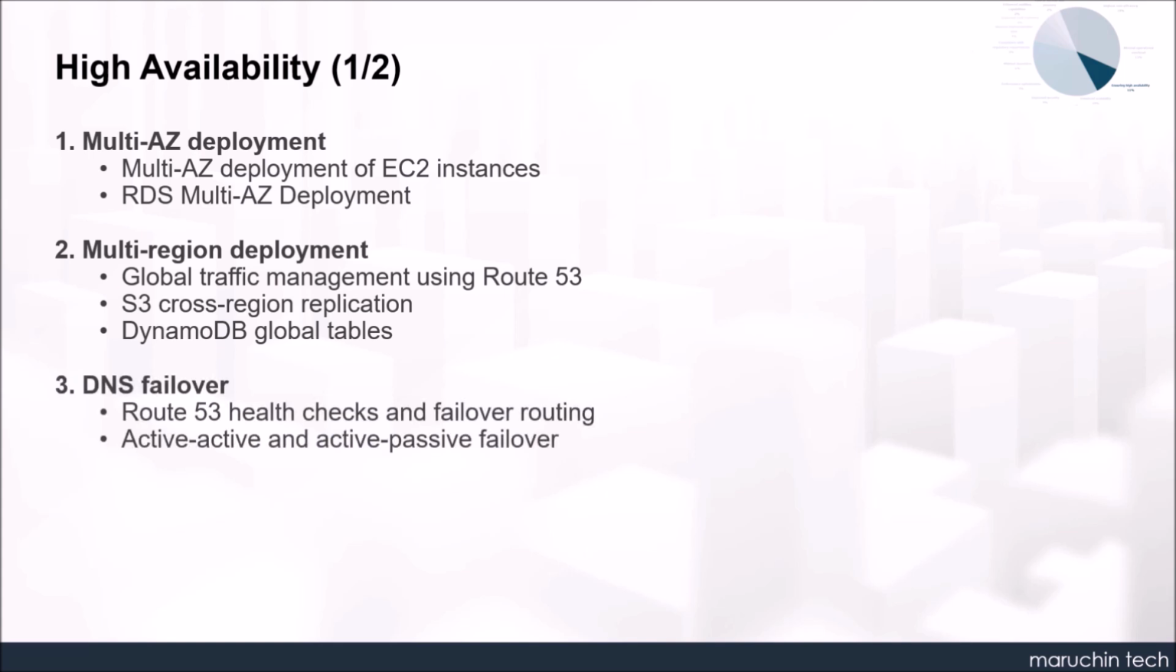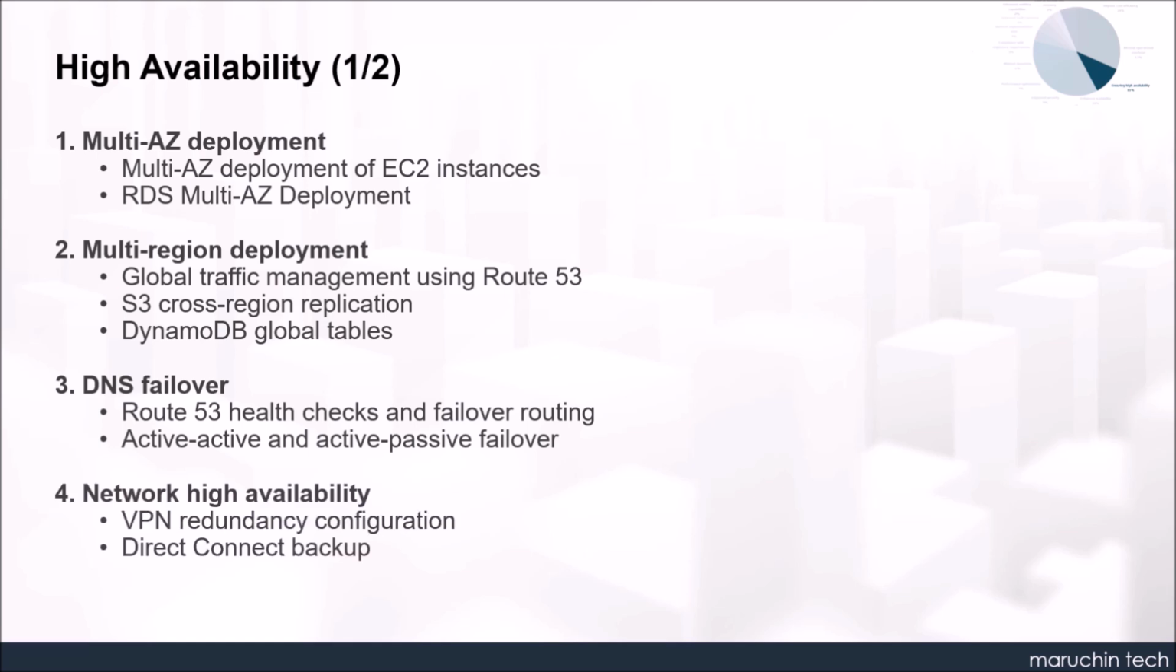The health checks and the failover configuration for Route 53 and multi-region deployment often appear in the exam. And geographic proximity policy and location-based policies for Route 53 are also frequently tested. Network high availability involves VPN redundancy and having a Direct Connect backup.